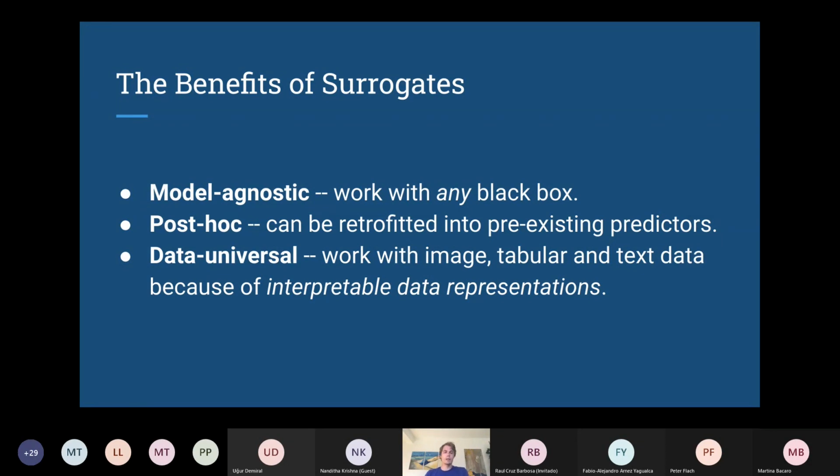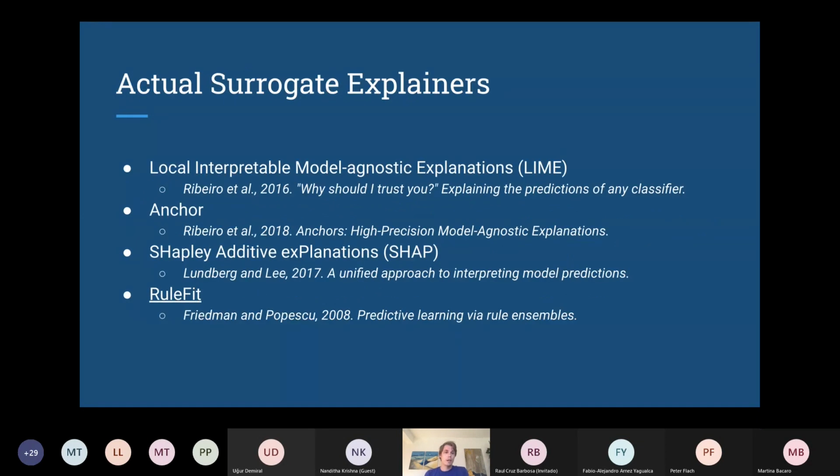The final property, universality with respect to data, means that regardless of what sort of data you use, you will have similar looking explanations, so the explainee will not get confused, because regardless of what sort of black box you're explaining, you'll always get very similar looking explanations. Some actual examples of surrogates are LIME, which I showed you a moment ago, also Anchors and SHAP. There's also RuleFit, but RuleFit does not use interpretable representations, which means that you can only use it with tabular data.